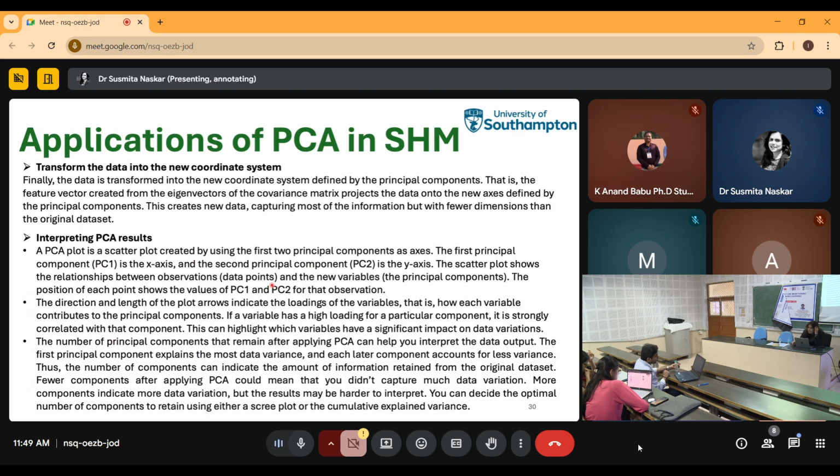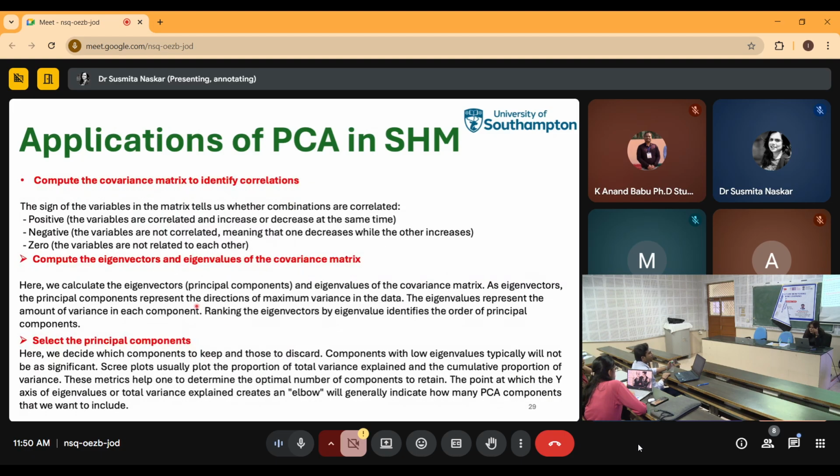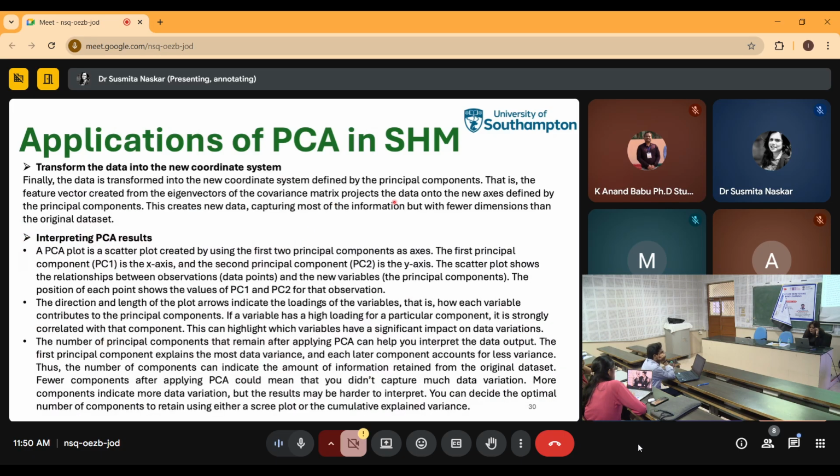And then after standardizing, we transform the data into the new coordinate system, okay? Finally the data is transformed into the new coordinate system, which is defined by the principal components. That is the final vector created from the eigenvectors of the covariance matrix, which we have calculated here. Projecting the data onto the new axes defines the principal components, which you can see here. This creates new data which can capture most of the information but with fewer dimensions. That means we are reducing the dimensions compared to the original data set, right?